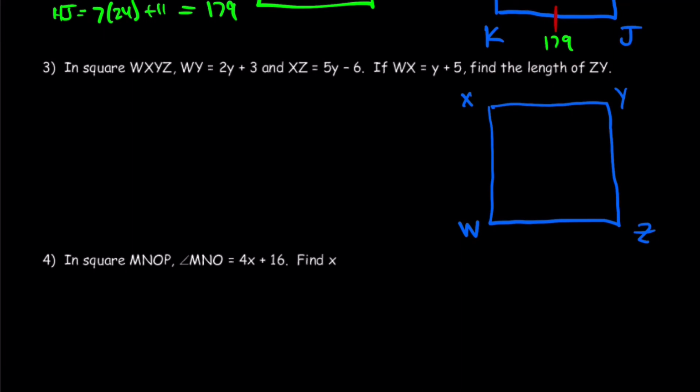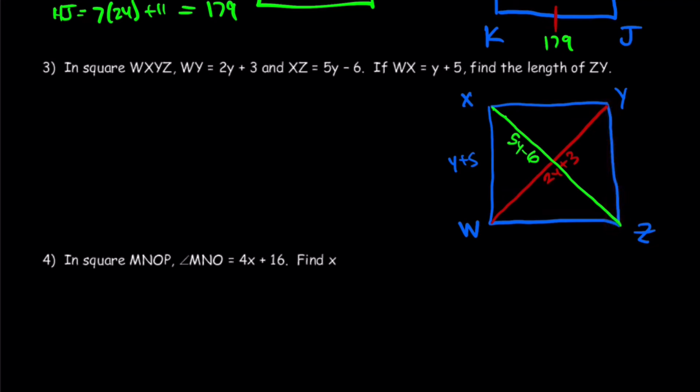Okay, WY. Well, that's a diagonal. So WY is one diagonal. That's 2y plus 3. XZ is the other diagonal. And that's 5y minus 6. And then it says if WX is y plus 5. So WX is y plus 5. Find the length of ZY.